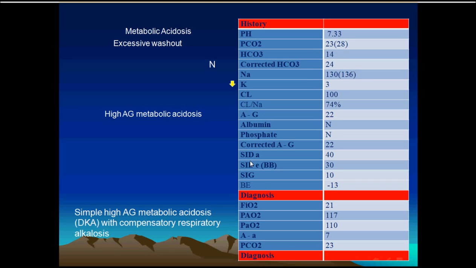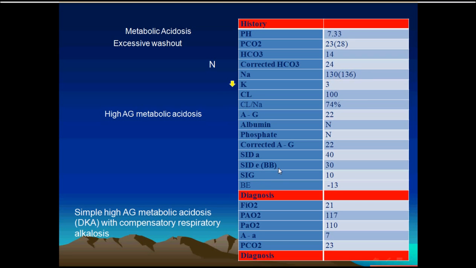Look again, when you look at strong ion differences, no change in chloride and bicarbonate or sodium. That's why the chloride to sodium is the same. It's normal, 74%. So chloride minus sodium gives you 40. So this is a normal strong ion difference, because strong ion difference changes only with normal anion gap metabolic problems. But this is high anion gap.